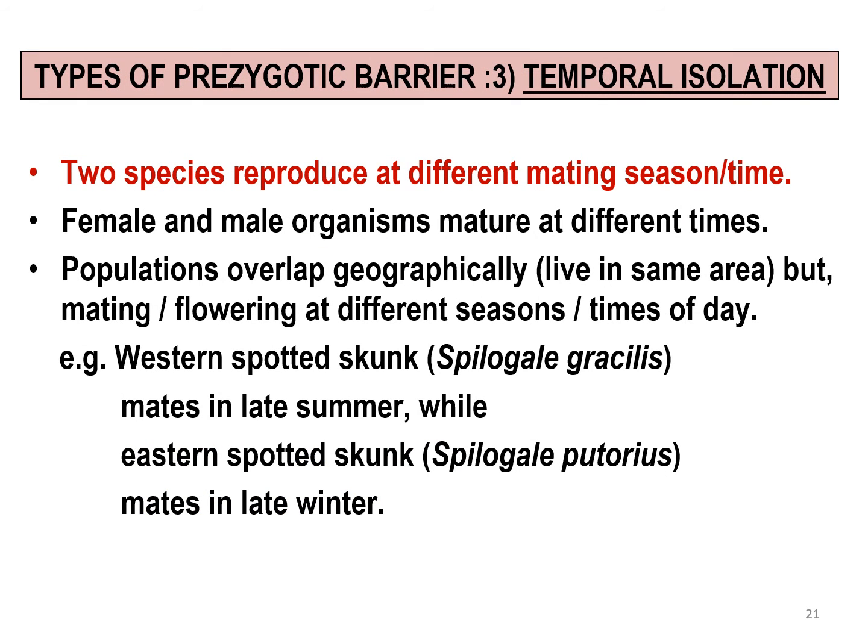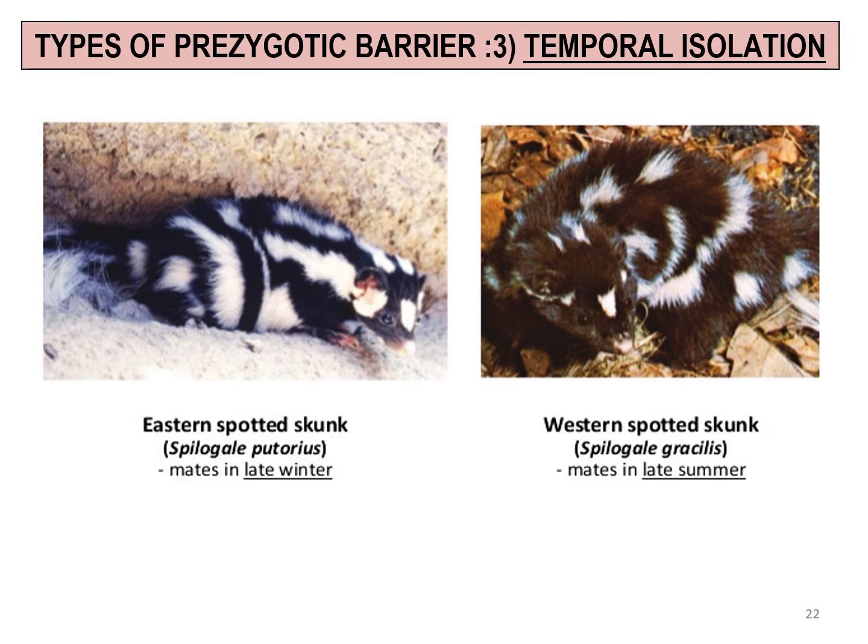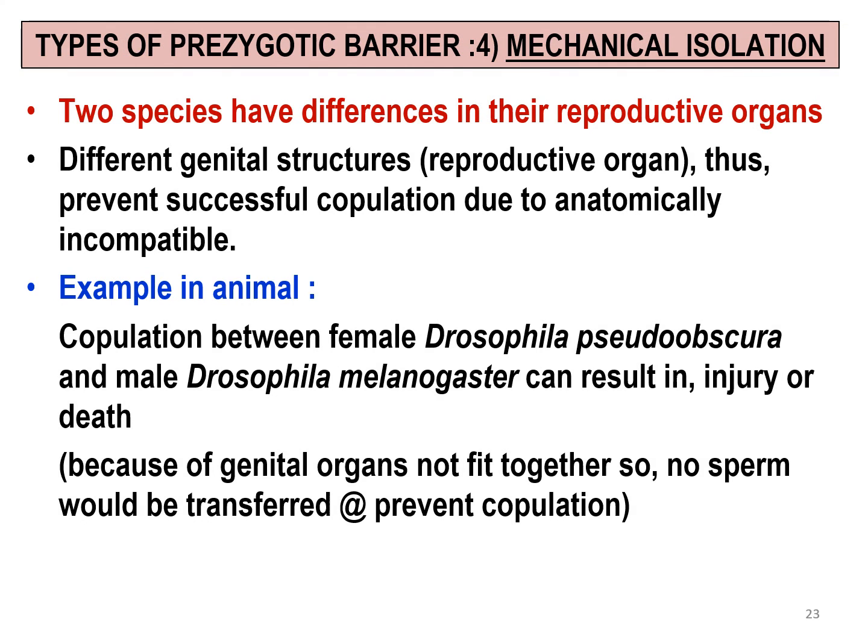Behavioral isolation: different courtship behavior, different mating behavior, so they cannot mate. Temporal isolation or seasonal, this is about the time frame. Two species reproduce at different mating seasons, mature at different times. Okay, they live in the same area, but they mature at different times. Mechanical isolation: two species have differences in their reproductive organs, different genital structures, so this prevents successful copulation. Copulation ni mengawan lah, ataupun penyampaian sperma kepada ovum, due to being anatomically incompatible.